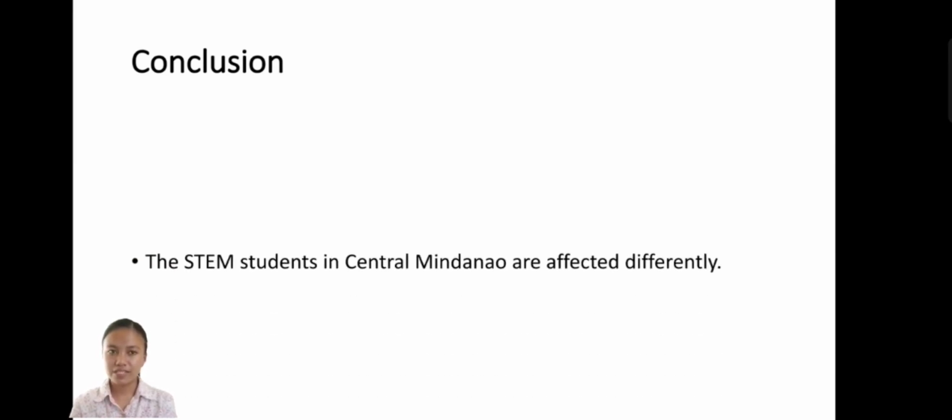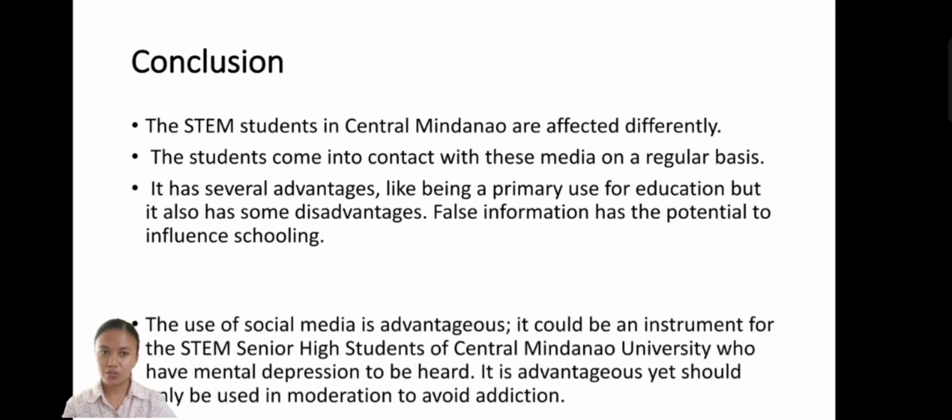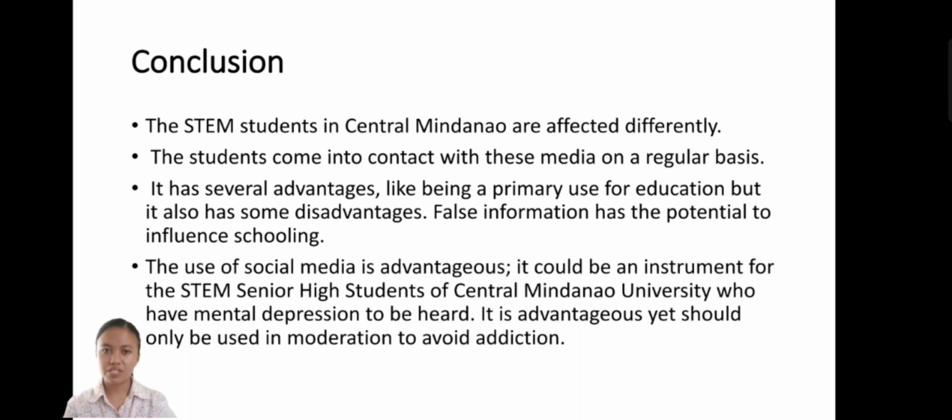As technology advances, social media has become the norm. The students of the STEM Senior High School in Central Mindanao University are perceived as addicted in their daily routines. Every day with this technology, it varies depending on the field. The STEM students in Central Mindanao University are affected differently. The use of social media has increased. The students come into contact with this media on a regular basis. It has several advantages, like being a primary use for education, but it also has some disadvantages.